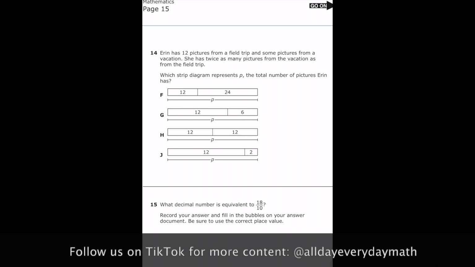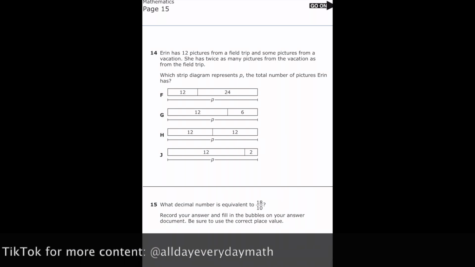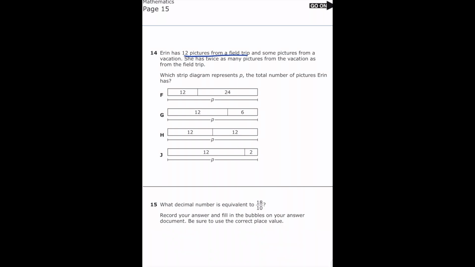Number 14, Erin has 12 pictures from a field trip and some pictures from a vacation. She has twice as many pictures from the vacation as from the field trip. Which strip diagram represents P, the total number of pictures Erin has? All right, so 12 pictures from a field trip and then some from a vacation, and she has twice as many from the vacation as from the field trip. So if the field trip was 12, that means that she should have twice of 12, which is 24, for the vacation. So we should have 12 pictures for a field trip, 24 for the vacation, and the only answer choice that has both of those numbers is letter F, so that's our answer.